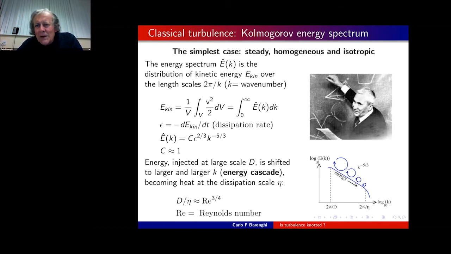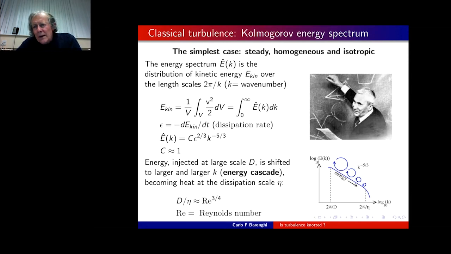The person in the picture is Andrei Kolmogorov, the famous mathematician who gave his name to a very important process which takes place in a classical turbulent flow: the Kolmogorov energy cascade and the Kolmogorov energy spectrum.